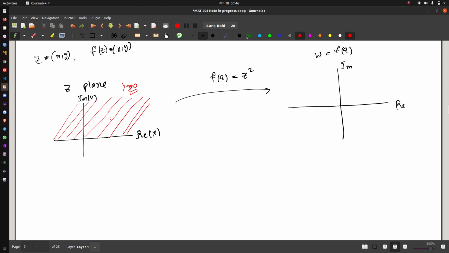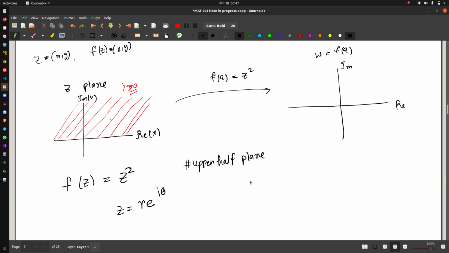So let's begin the analysis. This is our f of z equals z square. There are two ways you can do it. You can do it in the Cartesian way, or you can do it in the polar way. I'm going to stick with the polar form because that's more convenient and pretty easy to visualize as well. So in the polar form, z equals r e to the power i theta, right? And for this upper half plane, this theta is restricted from 0 to pi, right?